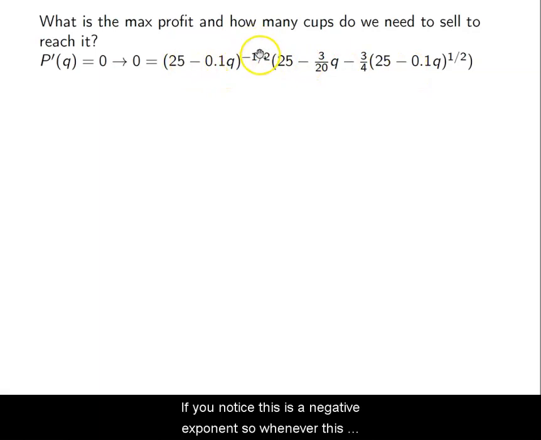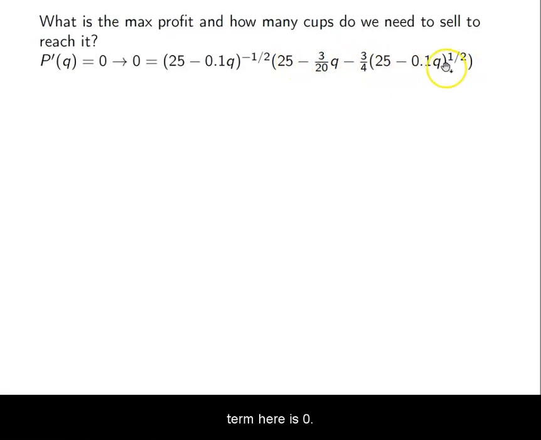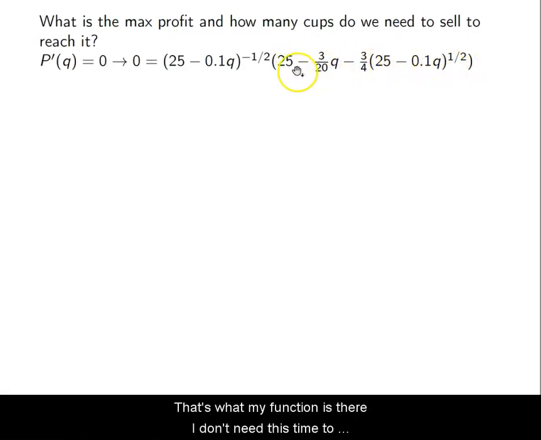If you notice, this is a negative exponent. So whenever this term here is 0, that's when my function is 0. I don't need this term to be 0, because if this is 0, it's in a numerator position, even though it's not written as such. That would make my function undefined. So I really want to know when is this thing 0.